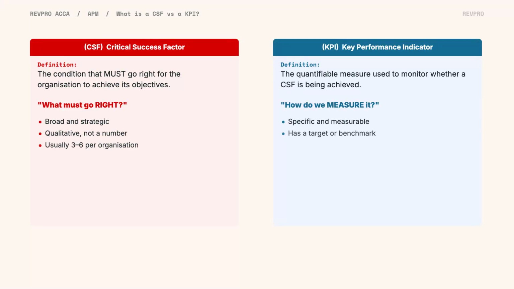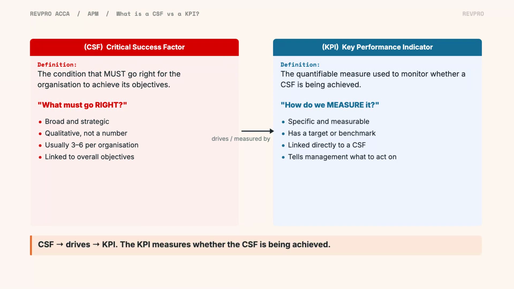A critical success factor or CSF is the condition that must go right for an organization to achieve its objectives. Think of it as the answer to the question, what must go right? CSFs are broad, strategic, and qualitative, not a number. An organization typically has 3 to 6 of them.